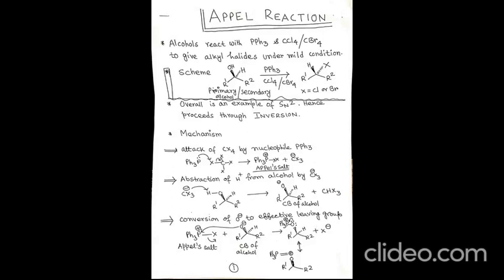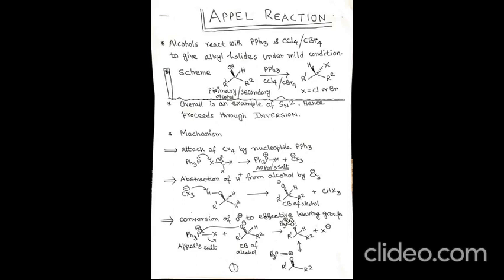Today my topic is the Appel reaction. This is one very important reaction by which primary and secondary alcohols react with triphenylphosphine (PPh3) and carbon tetrachloride (CCl4) or carbon tetrabromide (CBr4) to give alkyl halides under mild conditions. This reaction proceeds through inversion of configuration at the alcohol-bearing center.